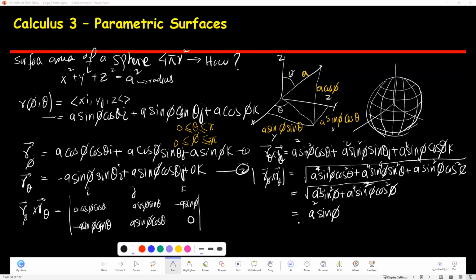Okay, I'm going to take this value for the magnitude of r phi times r theta and substitute into my integral. The integral is equal to the integral of the magnitude of r phi times r theta d phi d theta. The limits are 0 to pi for phi, and 0 to 2 pi for theta. Let's go to the next page and solve this equation.